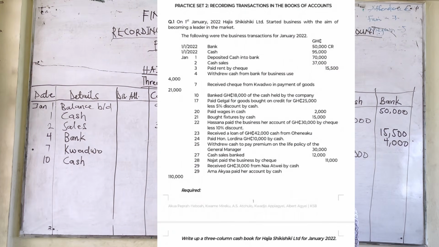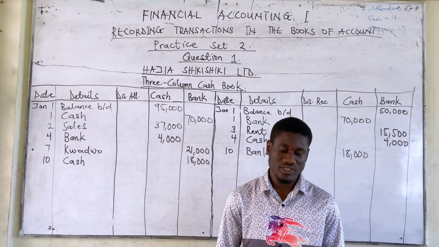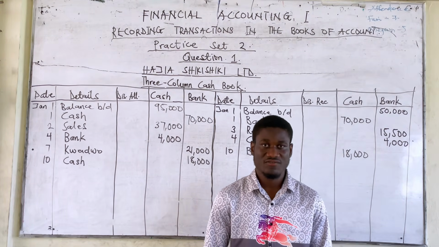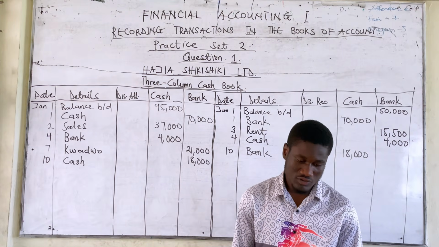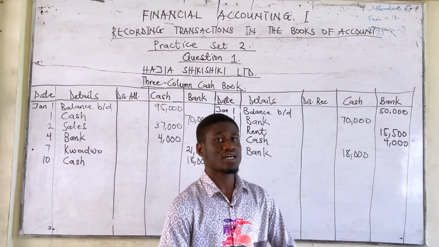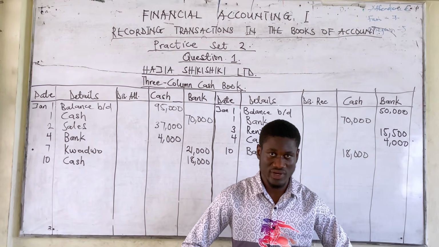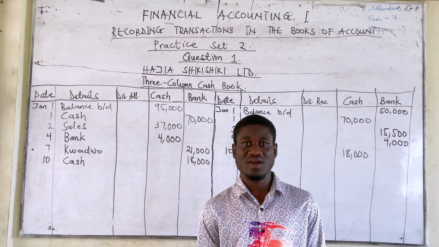It says paid Gilgal for goods bought on credit for 25,000, less 5% discount. Good. That means that we paid Gilgal. Gilgal here is our trade payable. And we paid Gilgal for the goods we bought on credit. And the amount is 25,000.